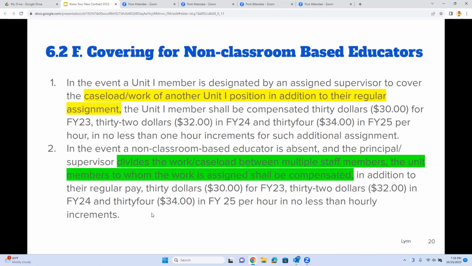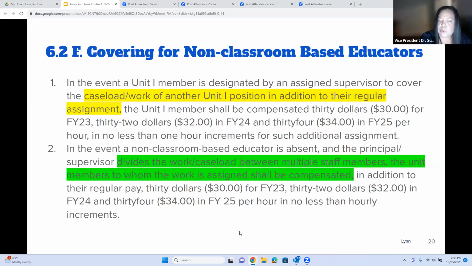hourly increments. So, for example, if you have a long-term science teacher substitute that doesn't know how to plan lessons, that doesn't know how to grade, and you are assigned to cover that, you've got to keep track, and that is considered covering. Because there are quite a few instances around the county that we've heard of that is the case, that you just don't have a teacher in the position, and the science department chair has been asked to do this duty.